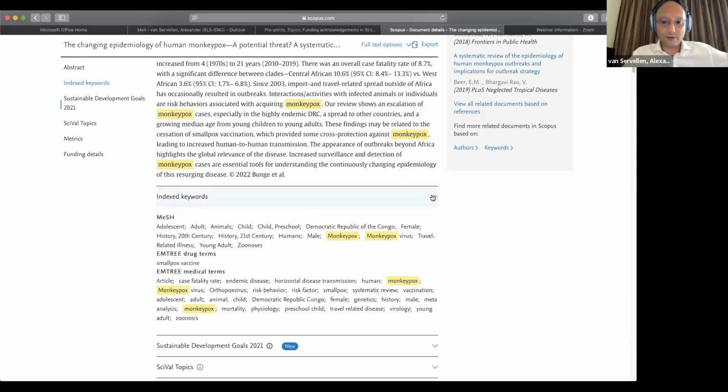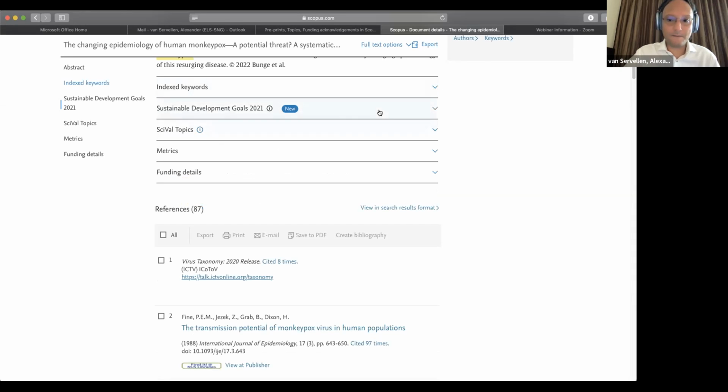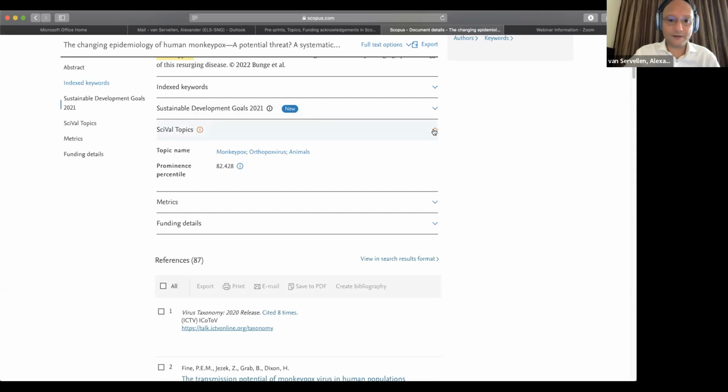So we see keywords. This article being a medical related paper has got MeSH terms and M-tree medical terms. Again, we hit some of these terms in our search. If we look at SciVal topics, you can see that this topic is called monkeypox, which makes sense because it's about monkeypox. So there is a topic in Scopus and in SciVal in this data model that we talked about, called topics of prominence, called monkeypox and orthopox virus animals. And we see that it's in the 82nd percentile.